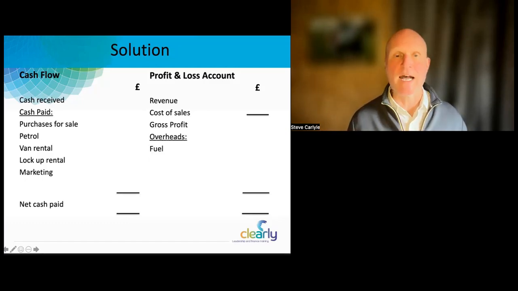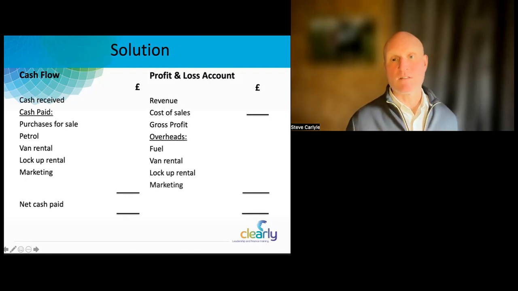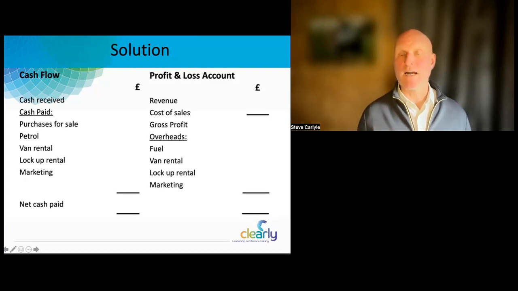Well, the fuel in the van, the rental costs that we've had. We've got the rental of the lockup. We've got the rental of the van. And we've also got the advertising, the Facebook advertising. They're all our overheads, our ancillary costs.